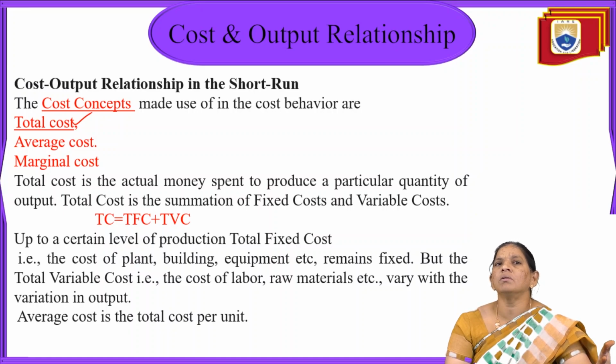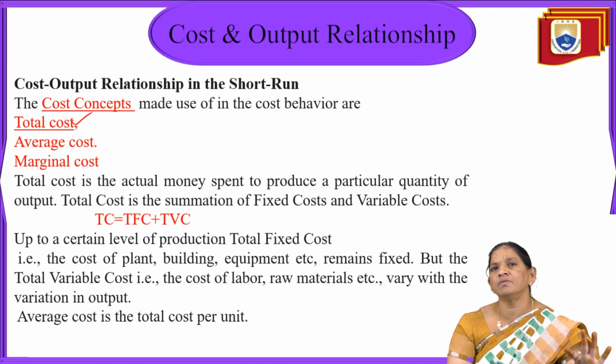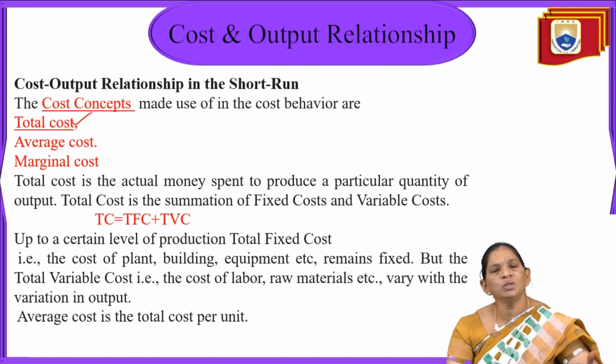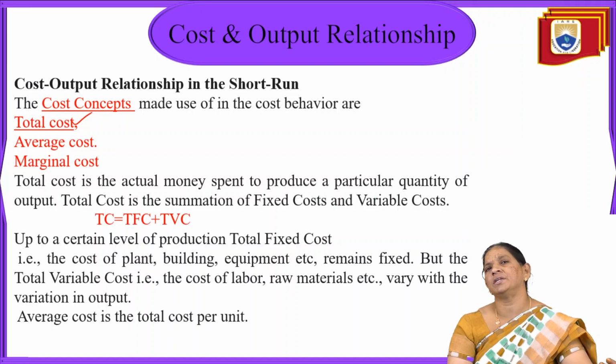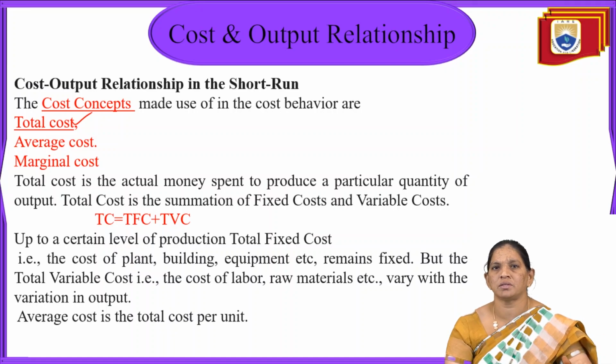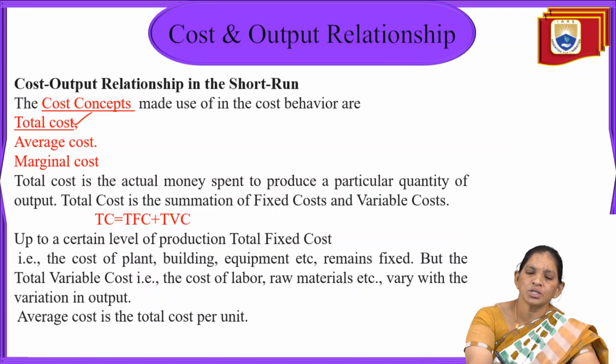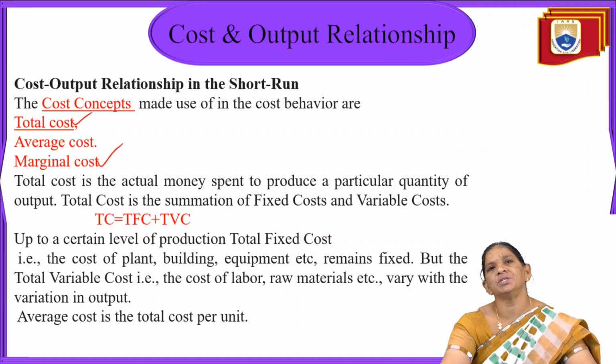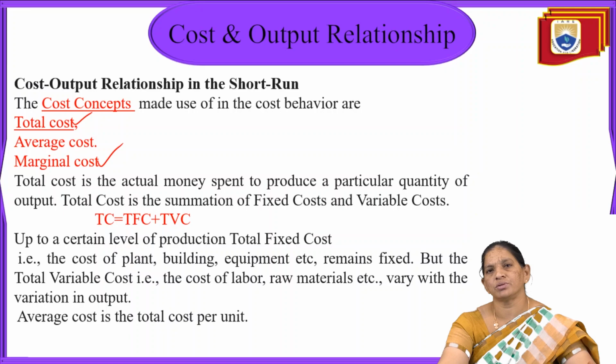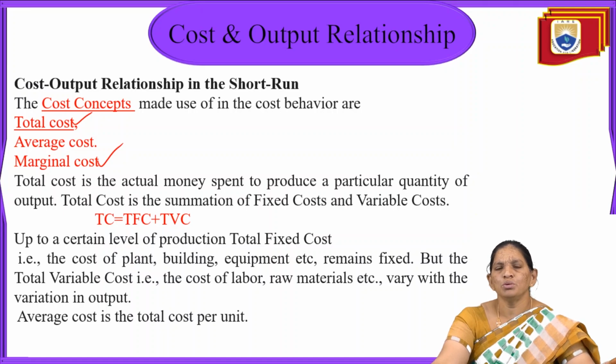When the total cost, the clubbing of fixed and variable, is divided by the quantity, then we will get the average cost. And the next cost affecting the cost and output relation is marginal cost. Marginal cost means, as we know, the additional cost. So the additional cost for the additional output we will call a marginal cost.